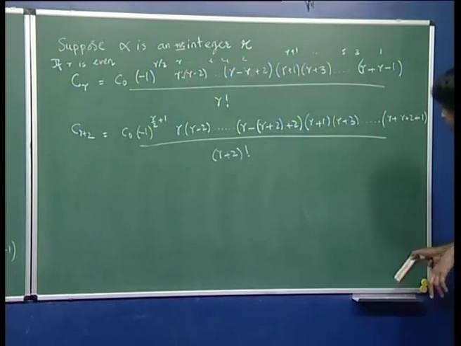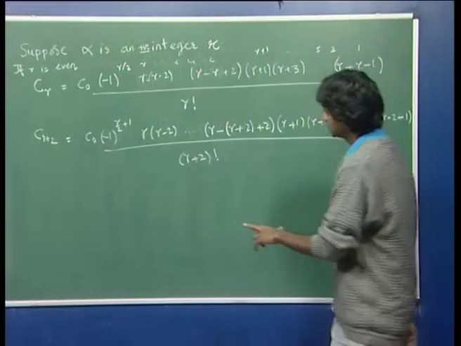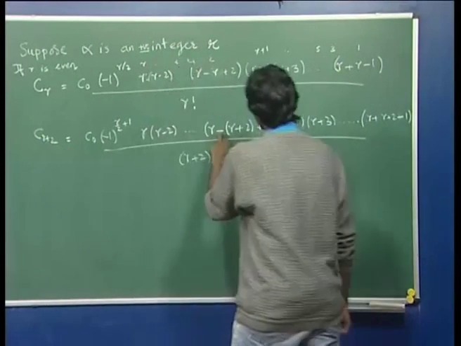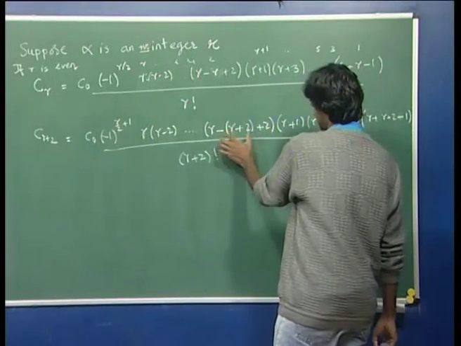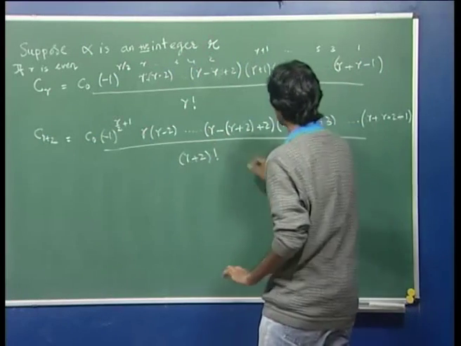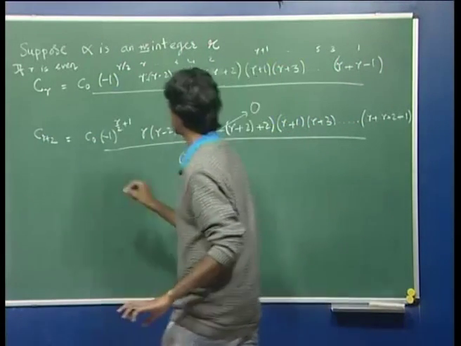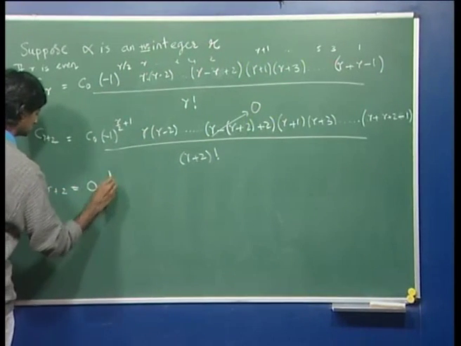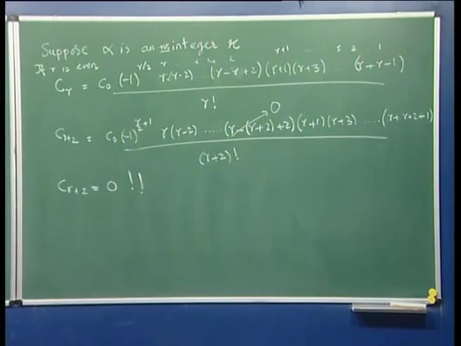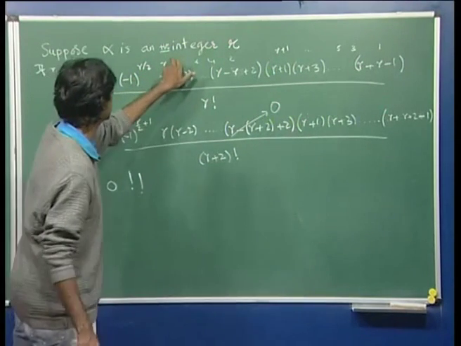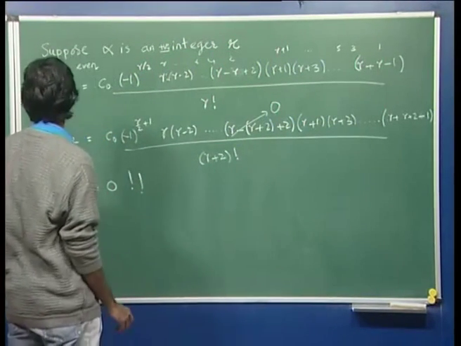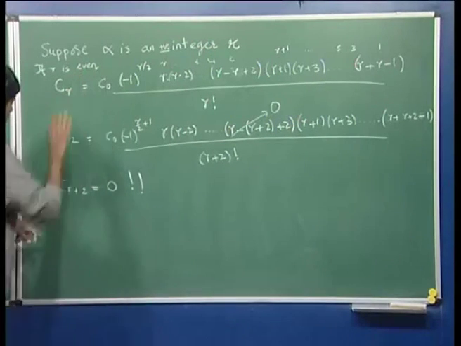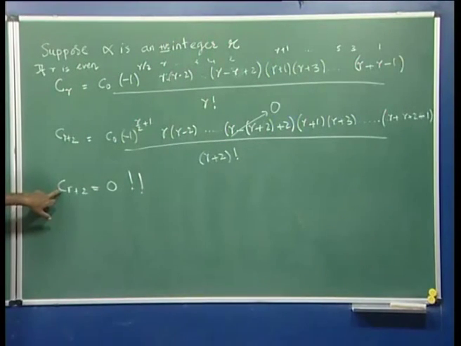Right. So notice that the C r plus 2 term has this term. So this is r plus 2 minus r plus 2. So this term goes to 0. So that implies C r plus 2 equal to 0. So this is the result that you see. If alpha is a positive integer r and r is even, then C of r plus 2 is 0.